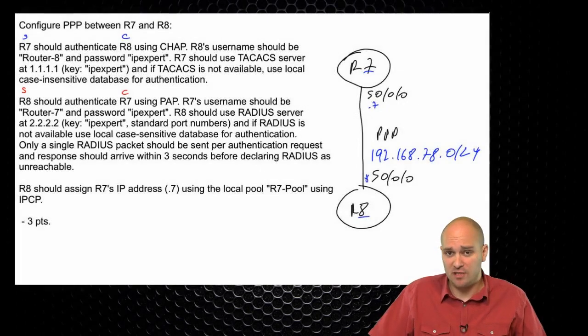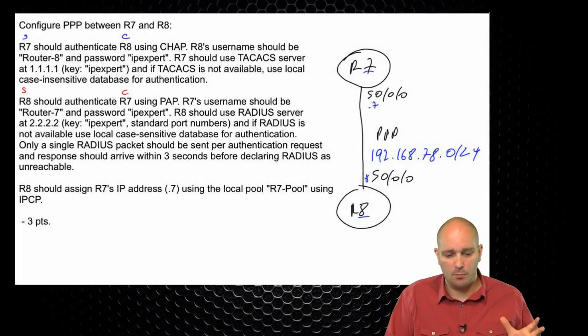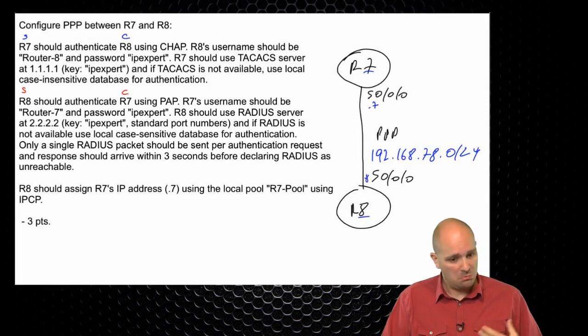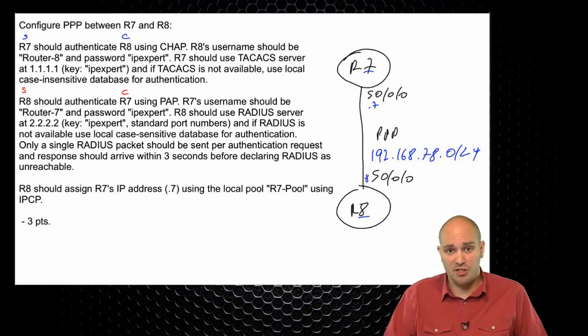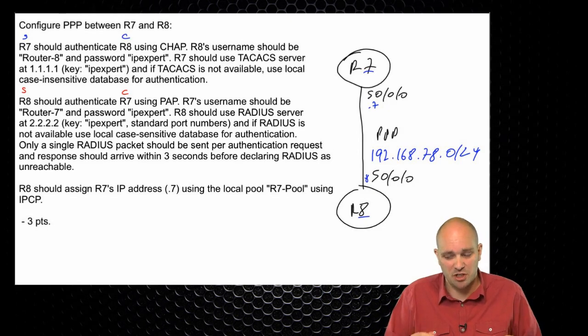So the next step, obviously, that we have to do is configure the AAA configuration. It doesn't matter where we start, but it strikes me that R7's configuration will be a little bit simpler because the only thing that we have to do is define the TACACS server and we're pretty much done. So let's start with R7.